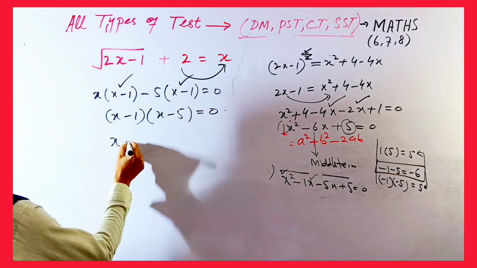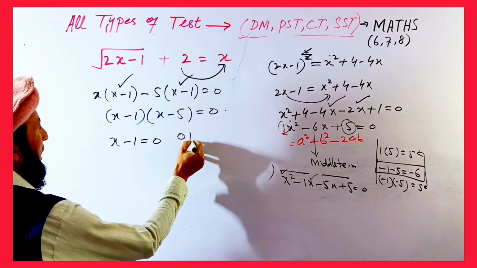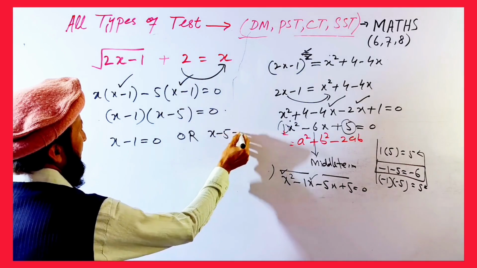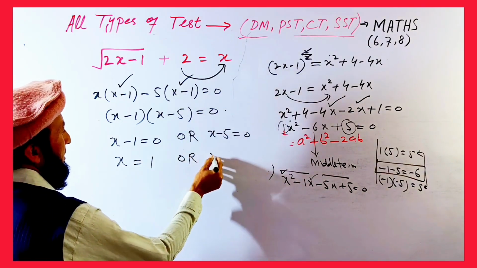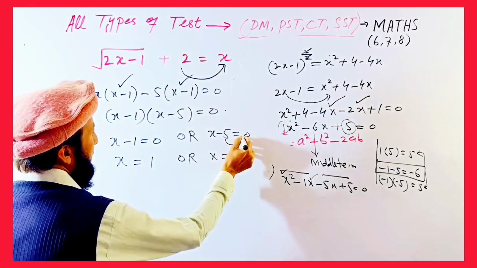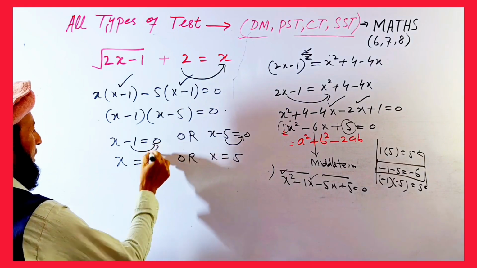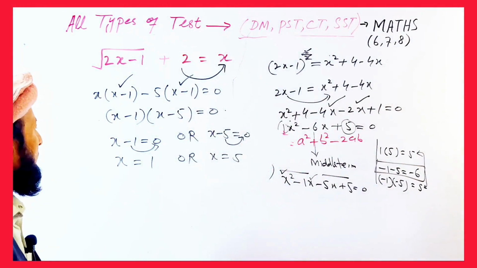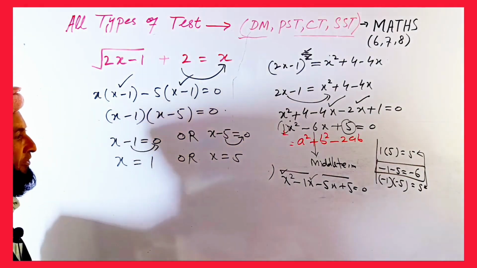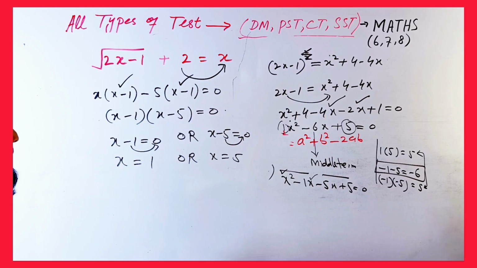So it means x minus 1 is equal to 0 or x minus 5 is equal to 0. X is equal to 1 or x is equal to 5. We transfer the terms and get positive 1 and positive 5. Hence x is equal to 1 and x is equal to 5.